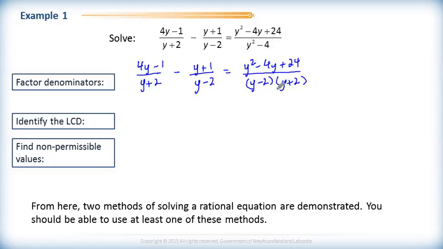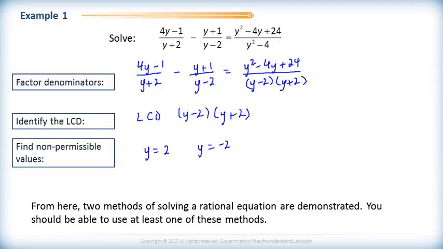That tells us that since y - 2 and y + 2 occur no more than once in any of the denominators, our LCD is indeed (y - 2)(y + 2). That in turn tells us what the non-permissible values are: y equals 2 and y equals negative 2, if we set those two factors equal to 0.